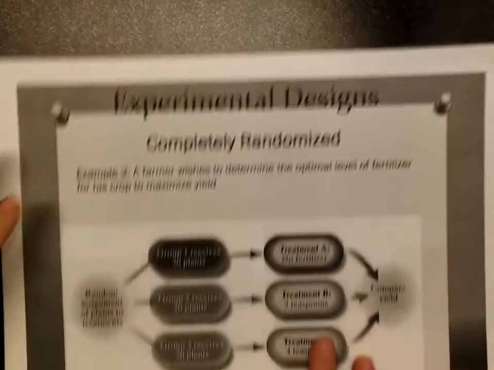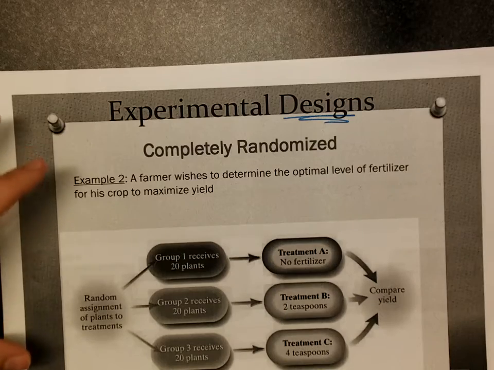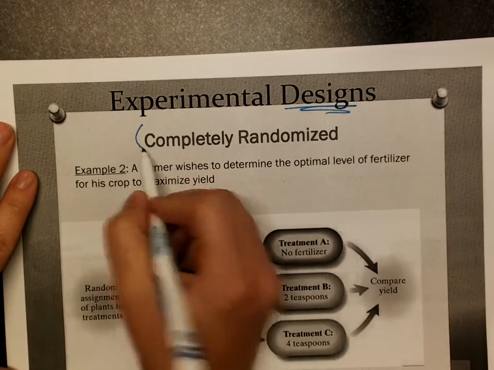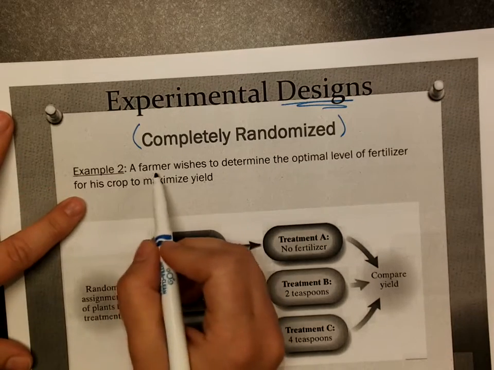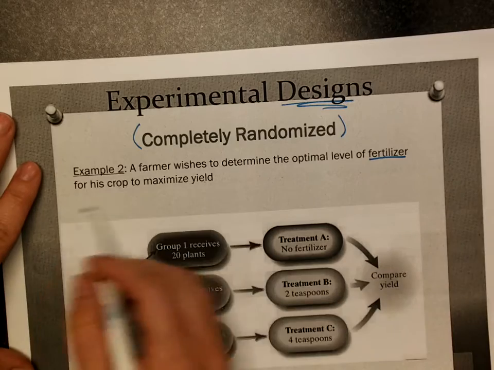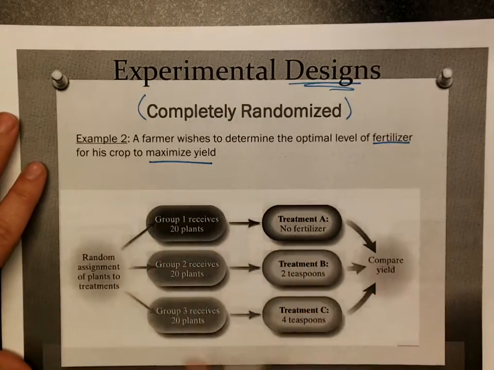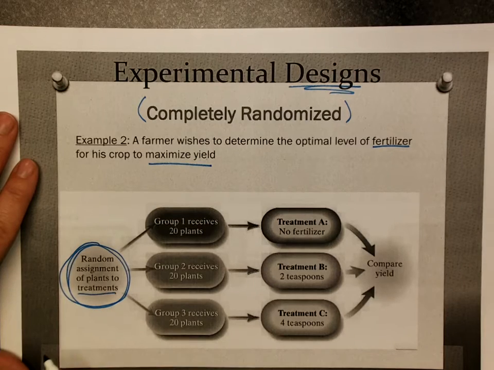So there are different types of experimental designs. Again, not something we go too far into. One of the most common ones is called completely randomized. So in this situation, a farmer wishes to determine the optimum level of fertilizer on his crop to maximize his yield. So he has all his plants that he's going to do the treatments on.